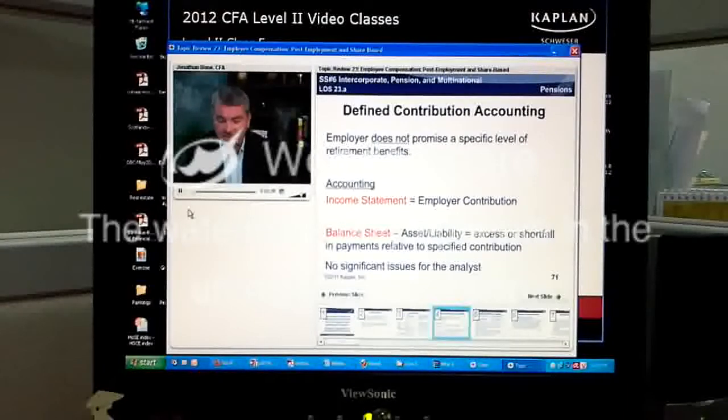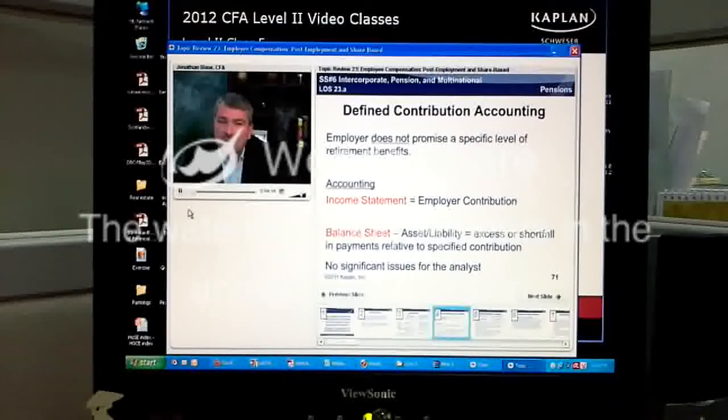Right, well, let's have a look at defined contribution accounting, and we can really sum it up all in one slide, which means the rest of this reading is going to be looking at defined benefit. Okay, now the LOS asks us for the implications for financial reporting, and the basic idea here with defined contribution is there are no significant implications. Now remember, all they're doing with defined contribution is agreeing to pay a fixed percentage of your salary into a fund each period. So they are not promising a specific level of retirement benefits when you retire. So the accounting is dead straightforward.